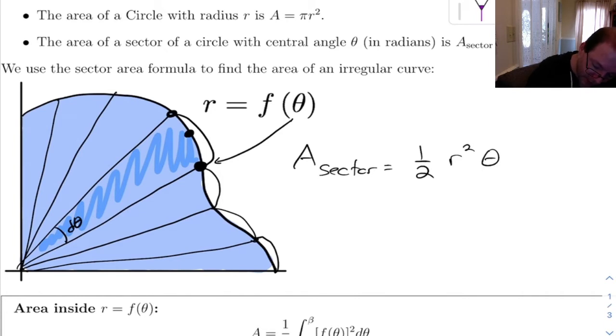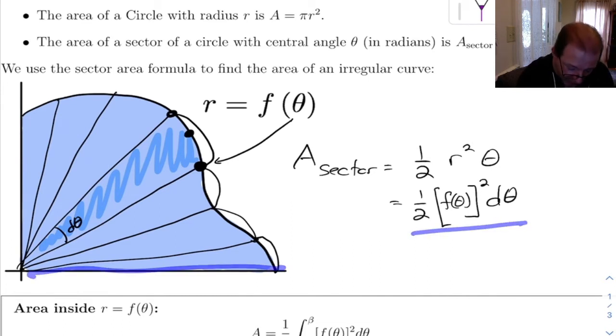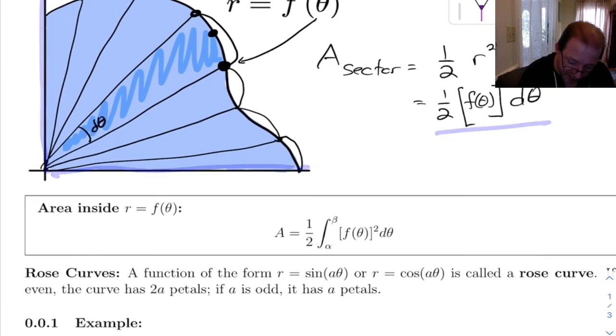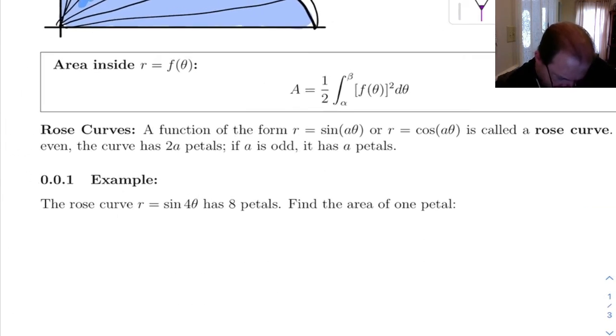But for this particular sector, our r is f of theta, and our theta, our little angle, is d theta. So the idea is we integrate this from the start to the end, and that gives us the area inside of that curve. Now I want to do some examples where we find areas, but before we do that, I want to talk a bit about rose curves. Let's talk about those, and then we'll do some examples.